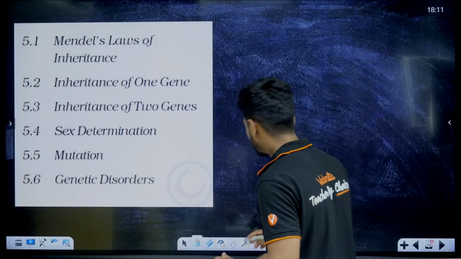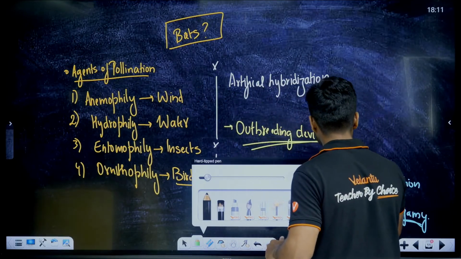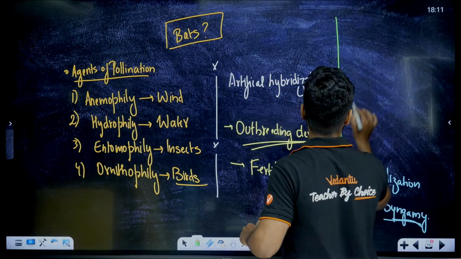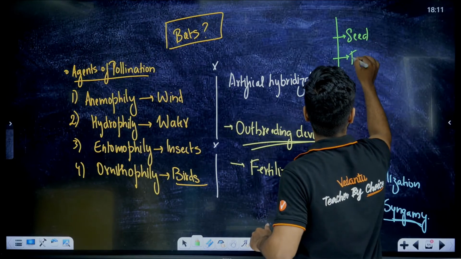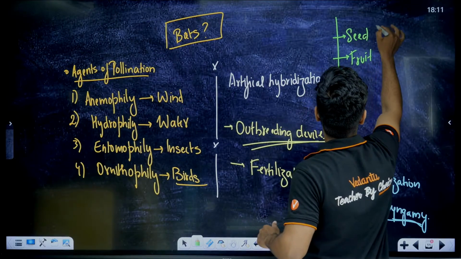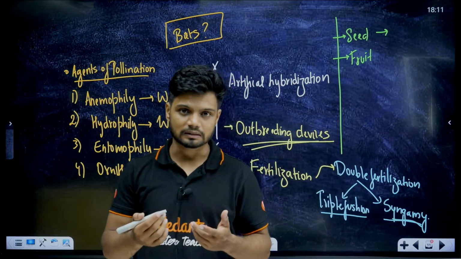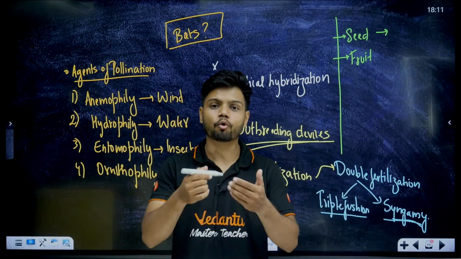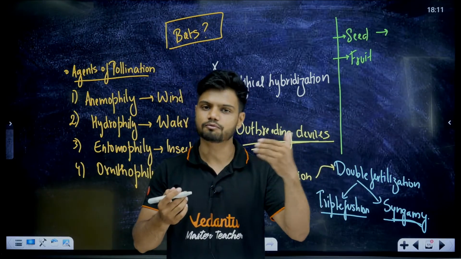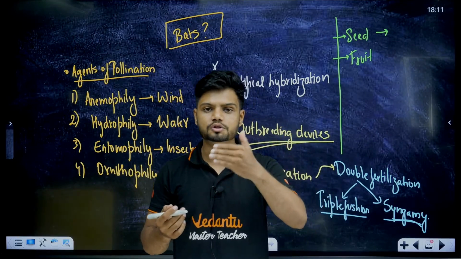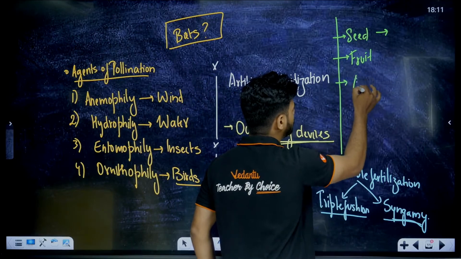Students, I think we have covered most of the basics from this chapter. The other basics I have to cover are seed and fruit formation. The seed comes from the ovules. Ovary will become fruit, and ovules will become seed. Right?